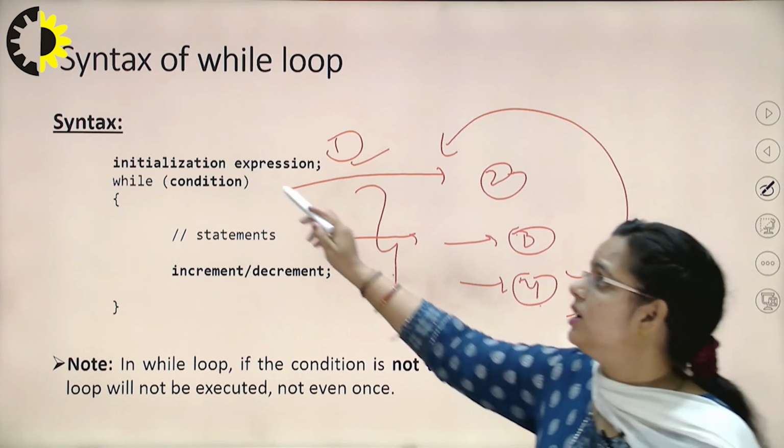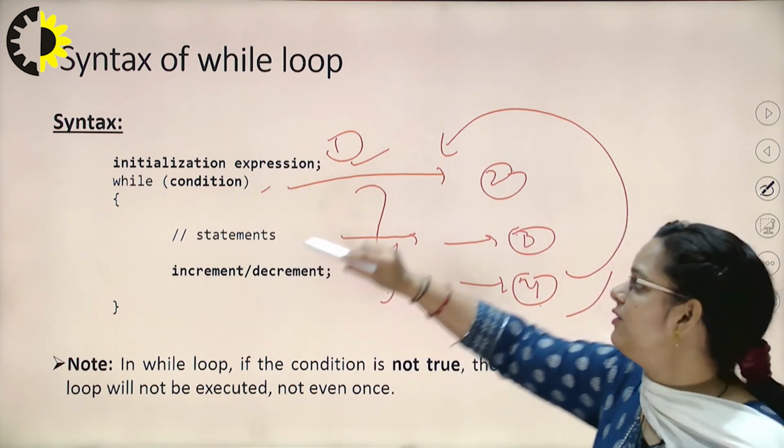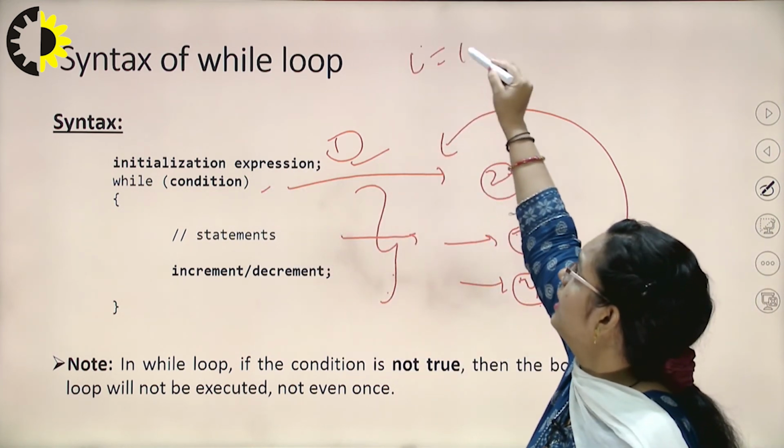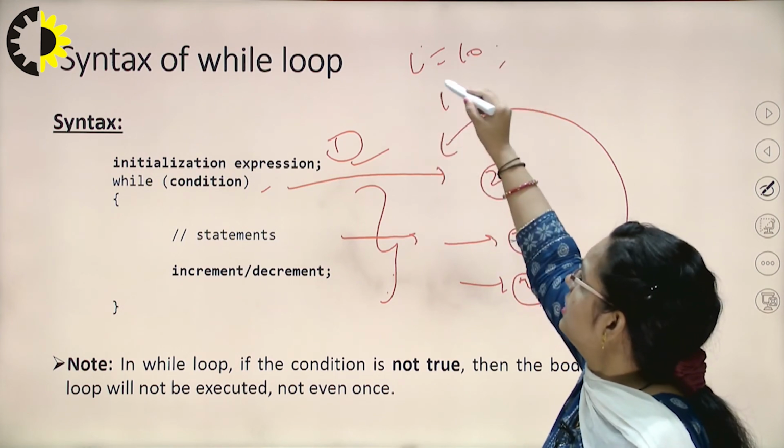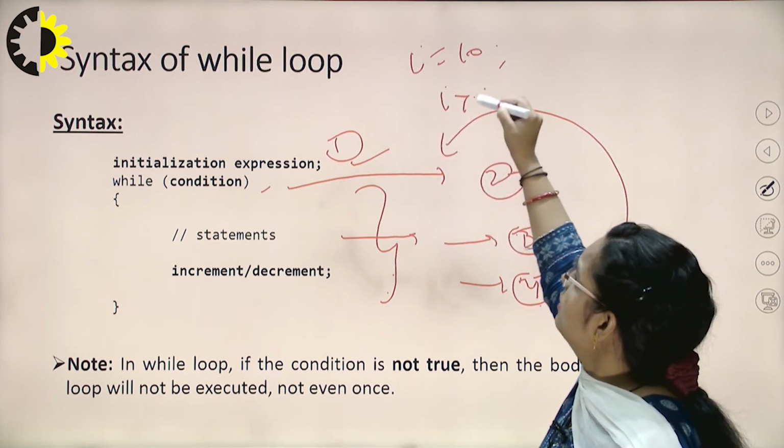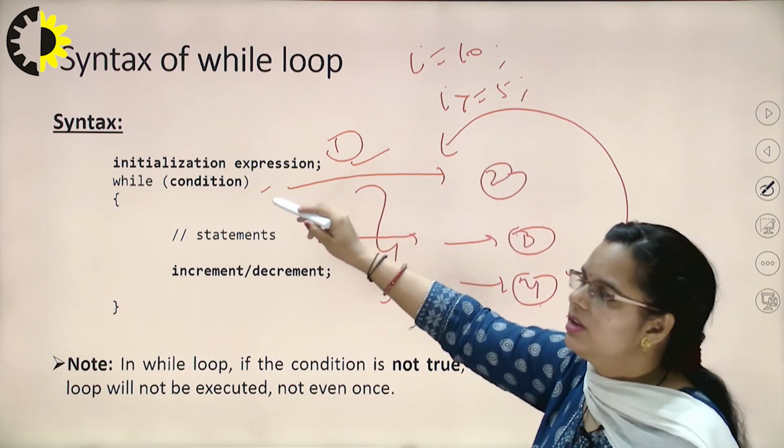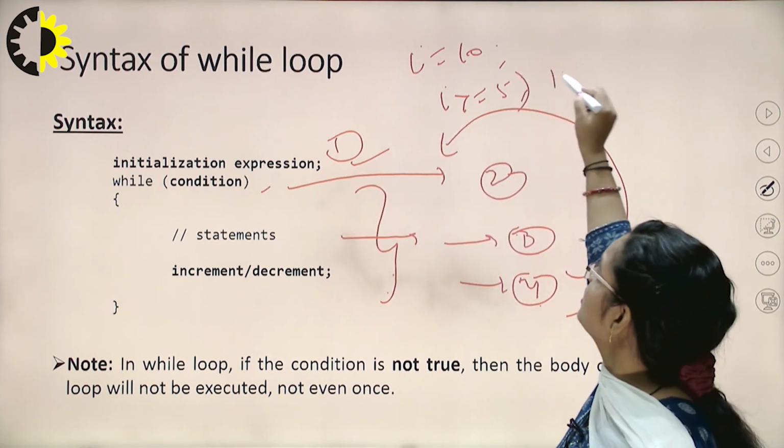If initially the condition is false, then definitely, suppose we have i equals 10, and the condition is if i is greater than or equal to 5. Obviously the condition becomes false, because 10 is greater than or equal to 5.